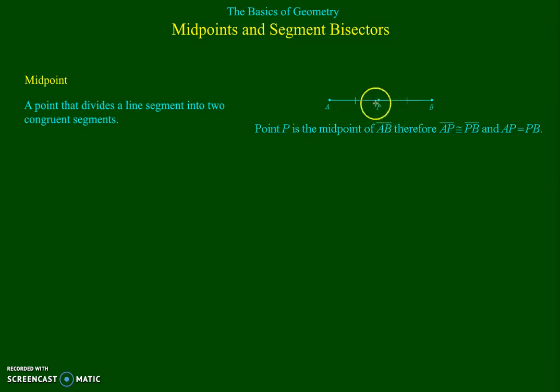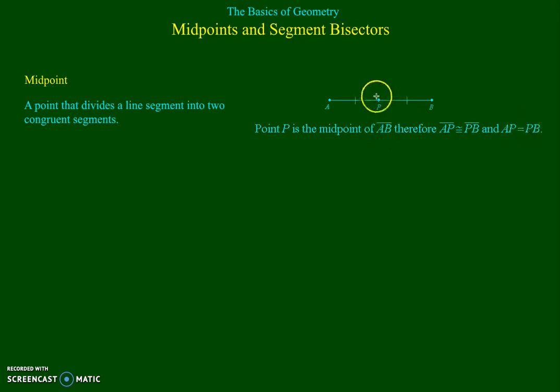That means that the distance from A to P is the same as the distance from P to B. That means that point P is what's known as a midpoint. A midpoint is a point that divides a line segment into two congruent segments. So when you have a picture like this that shows two segments congruent to each other, you know that point is a midpoint. And because point P is a midpoint of AB, you know that AP is congruent to PB, and the length of AP is equal to the length of PB.